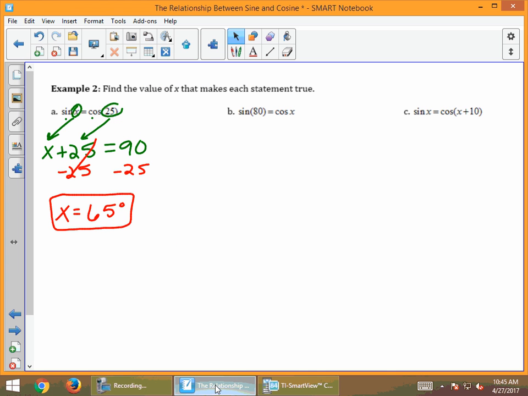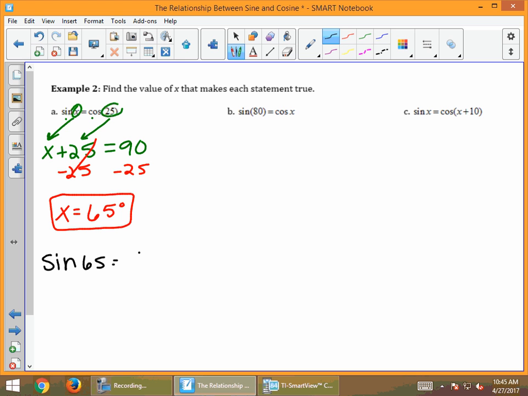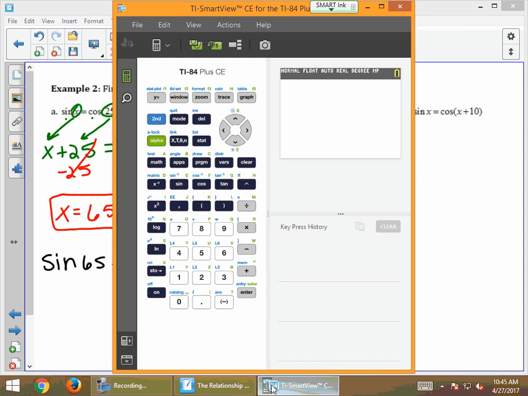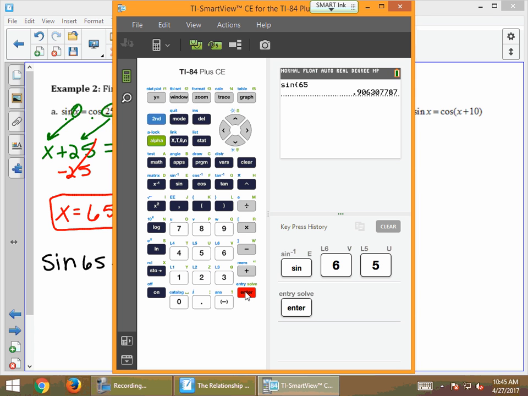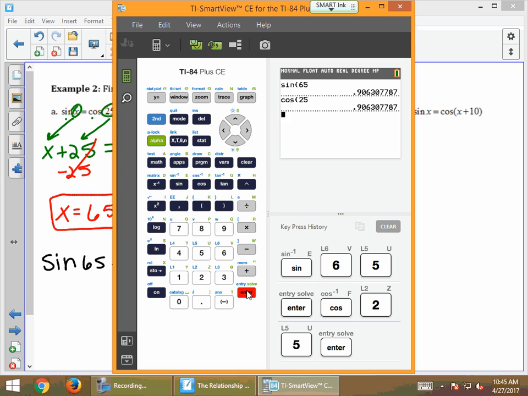We're going to take the sine of 65, because we found that x is equal to 65. So we plug 65 into x, and we're going to see if it's equal to the cosine of 25. We're just going to check it. So we say sine of 65, we get that decimal. And now we're going to take the cosine of our other angle, 25. We get the same thing. The sine and cosine are the same. That's one way of checking your work to make sure you did it right. When you find the sine, you find the cosine, and you get the same value.